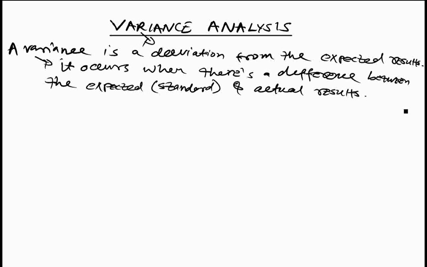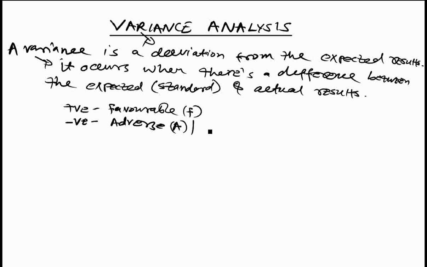Now, when the difference is positive, we call it favorable, and when it is negative, we call it adverse. So, when it is positive, it is known as favorable, and can be given a short form of F. And when it is negative, it is known as adverse, abbreviated as A, or others may call it unfavorable, abbreviated as U.